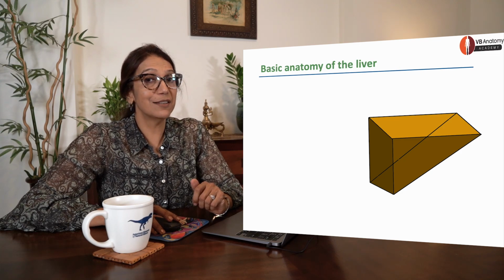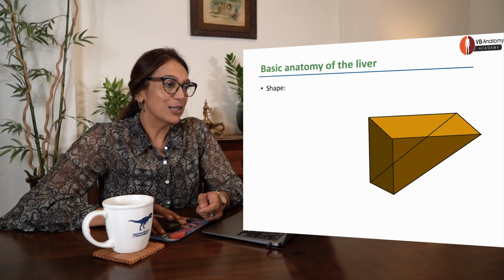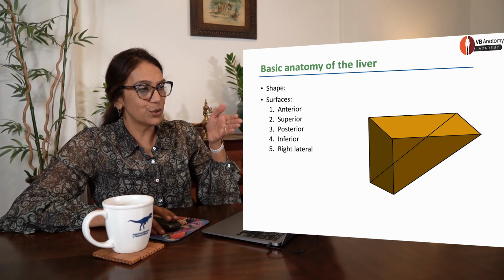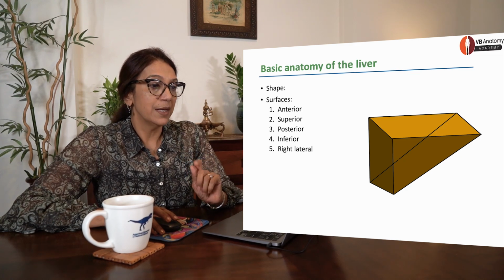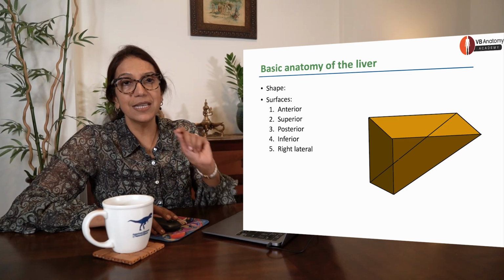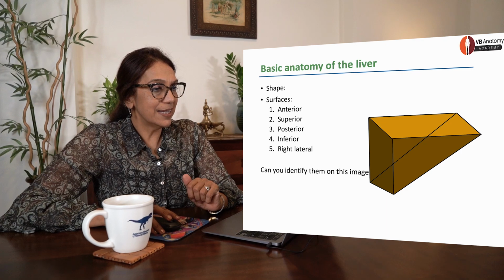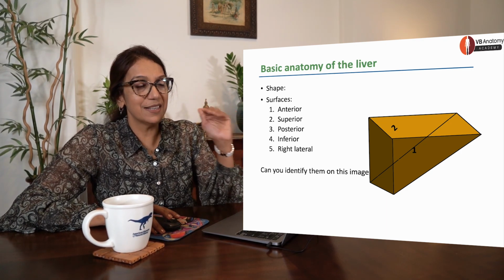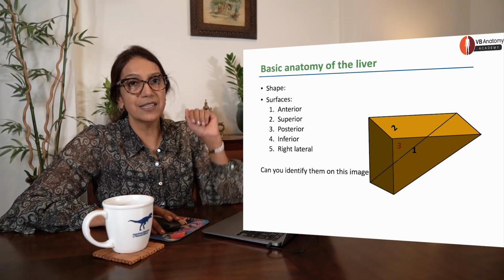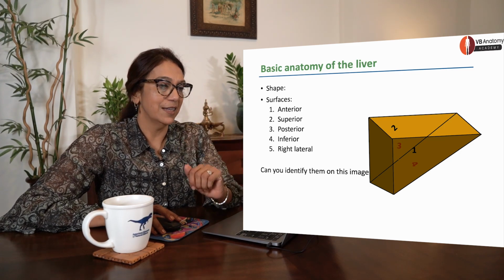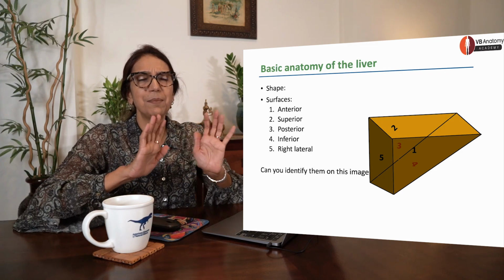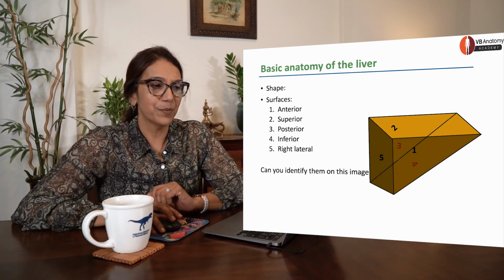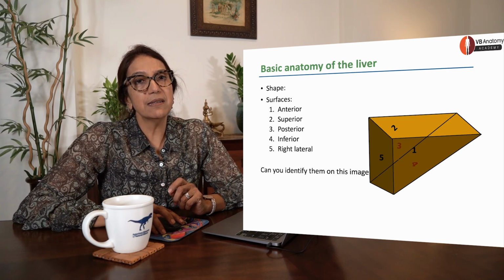What is this? It's a wedge. I told you it's a wedge-shaped organ. So now this wedge-shaped organ has all these surfaces, okay? Anterior, superior, posterior, inferior, right lateral. Now see if you can recognize these on this wedge, okay? So here is the anterior surface. Therefore, this should be the superior surface. This should be the posterior surface. This should be the inferior and right lateral. So this is the basic, very easy. Anterior, superior, posterior, inferior, right lateral. Simple, okay? And then they are separated by certain borders.